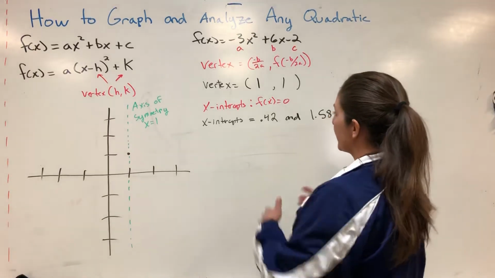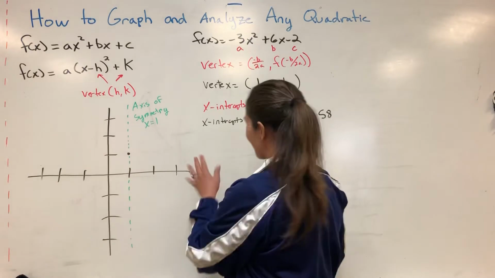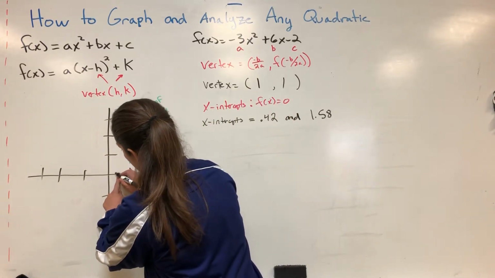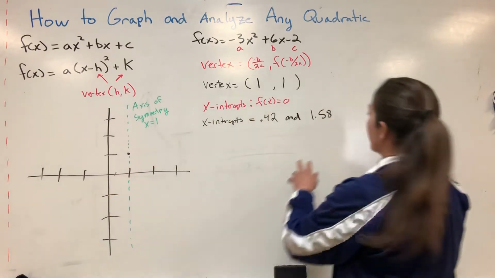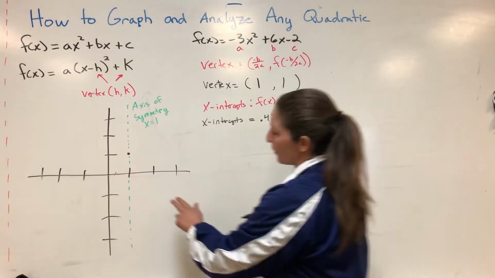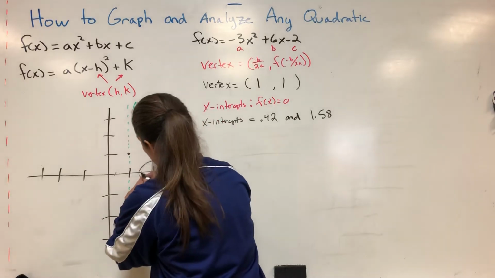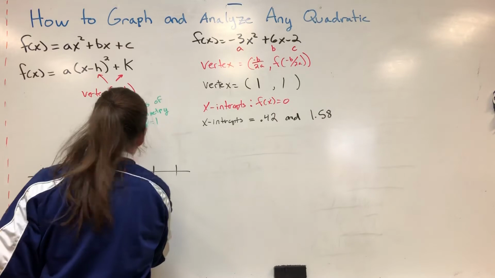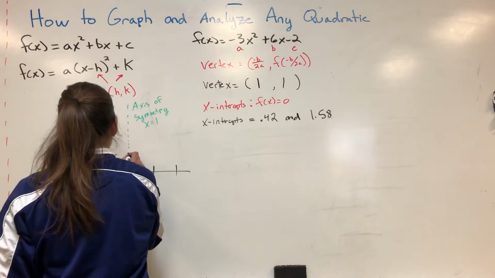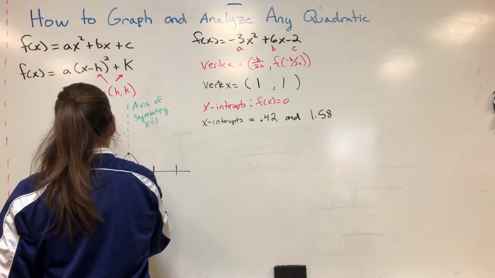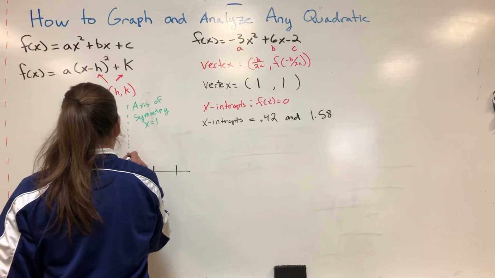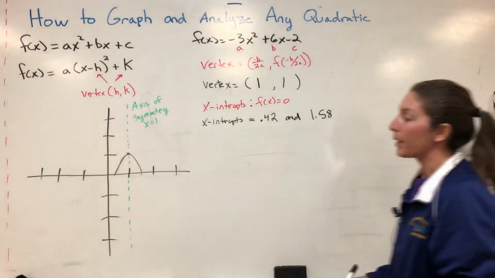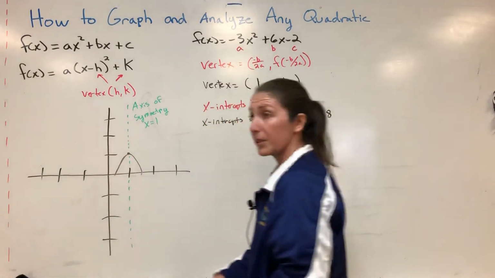Okay, so our x-intercept is going to be at 0.42. That's a little less than a half. So here's a half, and it's a little less than a half, so it's like there. And then 1.58, that's like 1.5. So here's 1, and here's like 1.5 here. Okay, so I know that so far, but now what about the tail pieces?